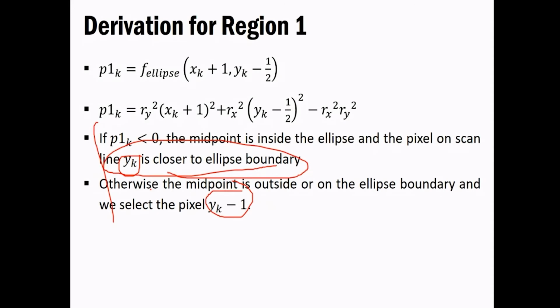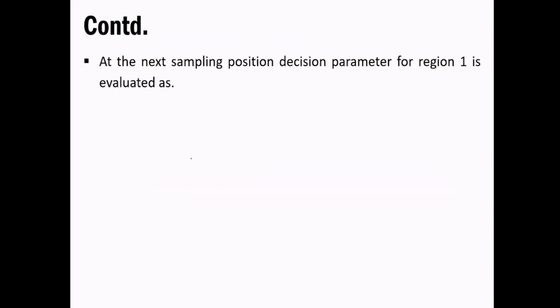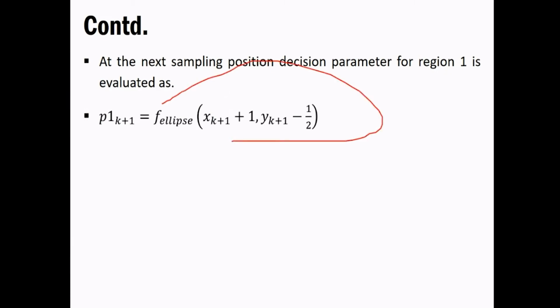Now, at the next sampling position, the decision parameter for the region is evaluated as follows. Obviously we are now considering xk plus 1, that is the next pixel position for our subsequent calculation. So it is xk plus 1, yk plus 1. The simple thing that we have done is we have substituted the x value with xk plus 1, and similarly yk with yk plus 1 over here, and the remaining things remain the same.